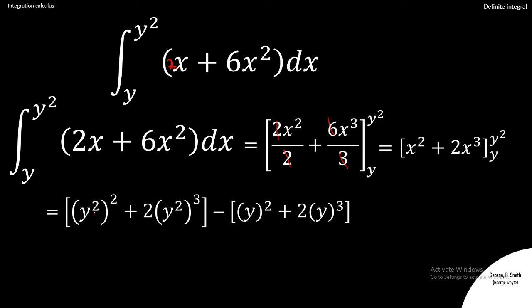Now if I simplify, y squared all squared will give me y raised to the power of 4. Y squared raised to the power of 3 will give me y raised to the power of 6. So this will be y raised to the power of 6, and this is y raised to the power of 4. And here we have y squared, we have 2y cubed. So that's going to be our result, guys.